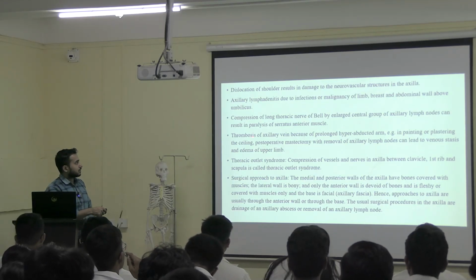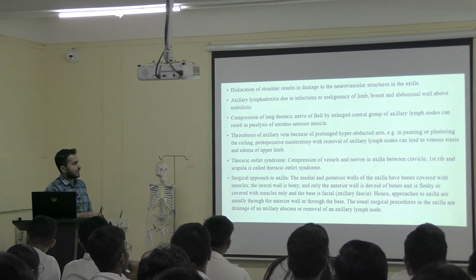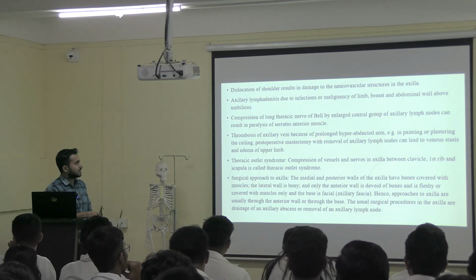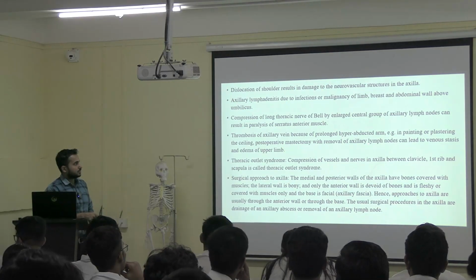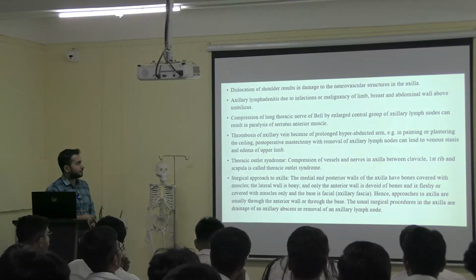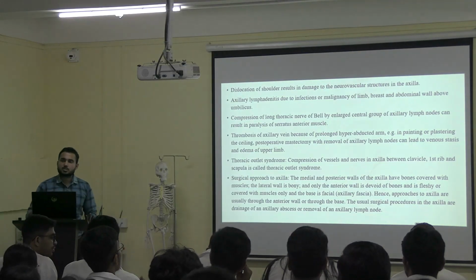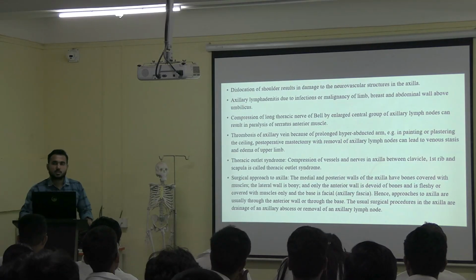Next is the thrombosis of the axillary artery because of a prolonged hyperabducted arm, especially in case of painting, plastering, sealing, or post-operative mastectomy with removal of axillary lymph nodes, which can lead to venous stasis and edema of the upper limb. So thrombosis of the axillary artery, axillary vein, if it is taking place.